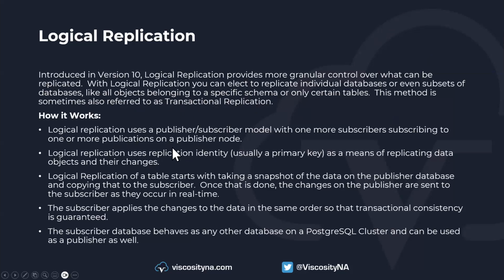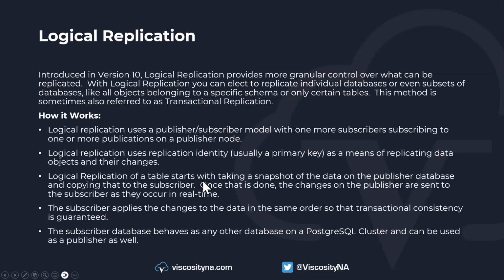How it works: logical replication uses a publisher-subscriber model with one or more subscribers subscribing to one or more publications on a publisher node. More on that in a second. Logical replication uses replication identity, usually in the form of a primary key, although it can use a unique key with a specific set of requirements. We'll cover that in just a little while.